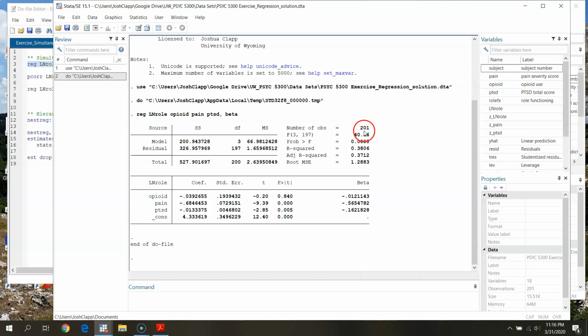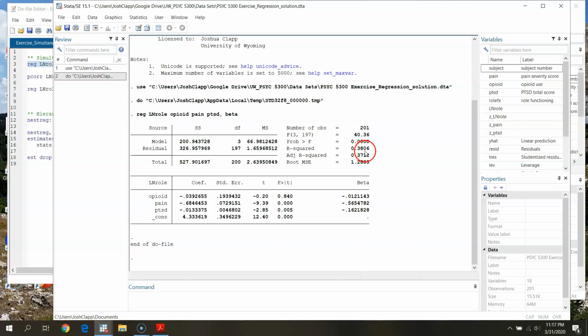If we go over, we see here we've got 201 people in our data set. Here's our F value for our model based on our ANOVA table. Here's our P value, which is obviously very, very small, giving us very strong evidence against the null hypothesis of an R squared value equal to 0. Here we see our estimate of our R squared. It looks as though this solution is accounting for about 38% of the total variability in the natural log of role functioning, so not too bad.